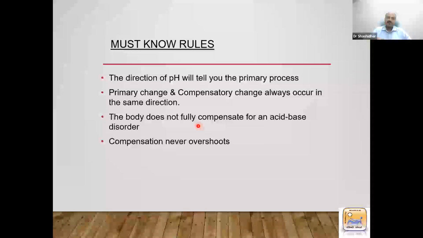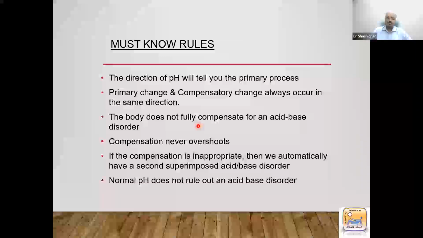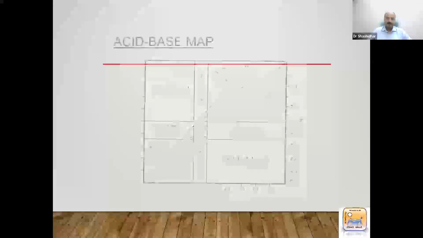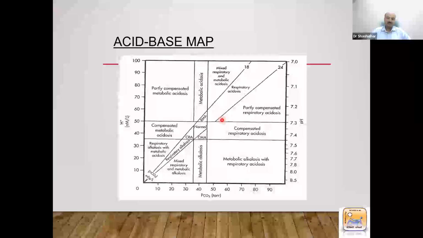And compensation does not overshoot beyond the limits which I showed you. If you find that compensation is inappropriately high or inappropriately low, that means you need to look for a second or a superimposed acid-base disorder. And an acid-base disorder can come with a normal pH. It does not matter if you have a normal pH, you can still have an acid-base disorder. That's why even if you have a normal pH here in this Siggaard-Andersen nomogram, you can still have compensated respiratory alkalosis and acidosis.